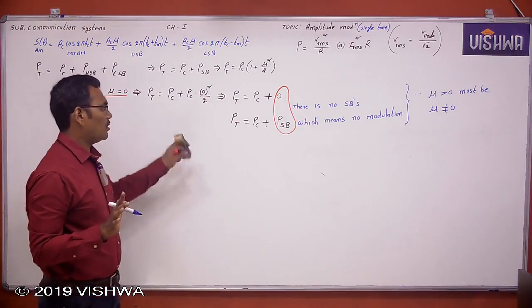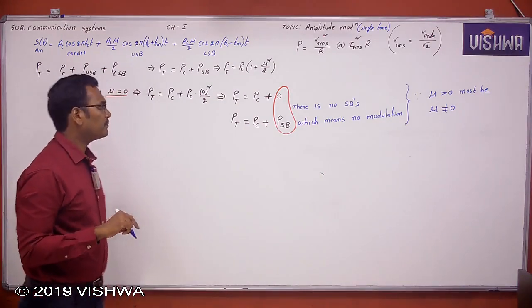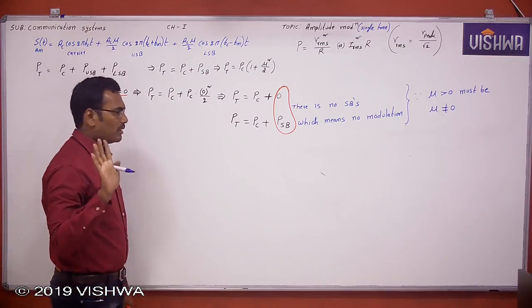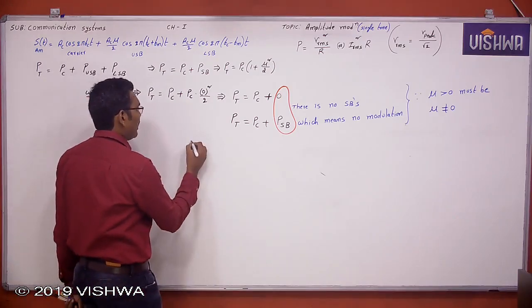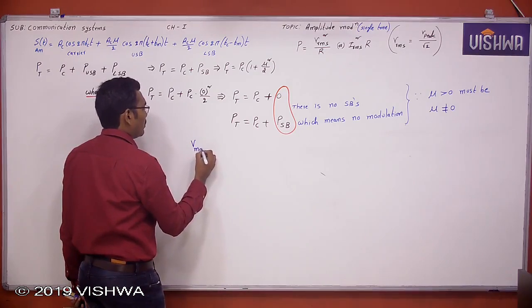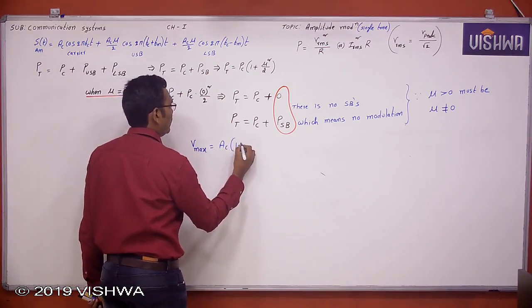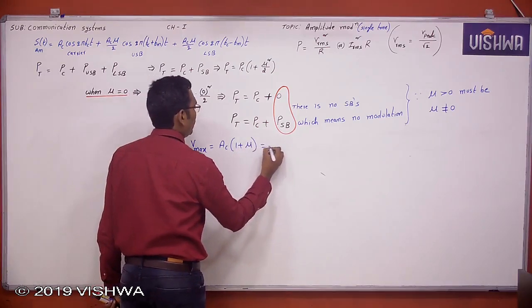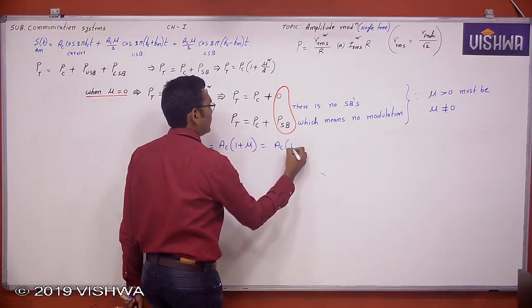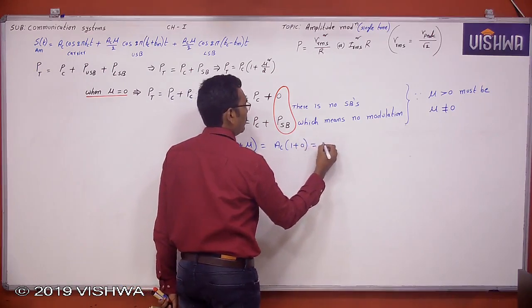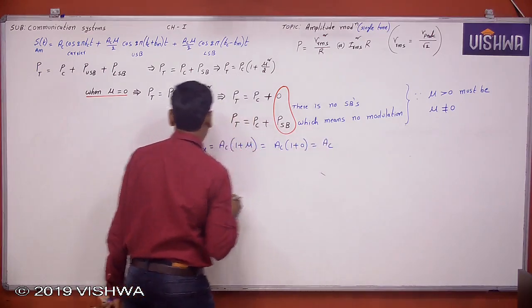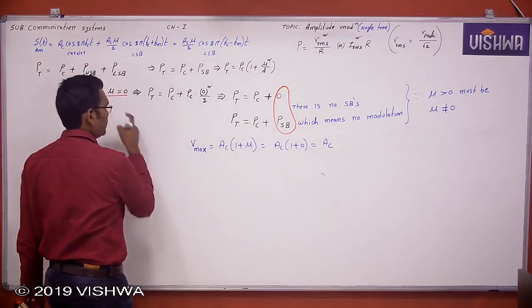Understand or not? Note down this. This is a very, very important point. And one more thing. What is V maximum? The maximum amplitude of the carrier after modulation is Ac into 1 plus mu, which is equal to Ac when modulation index equals 0.